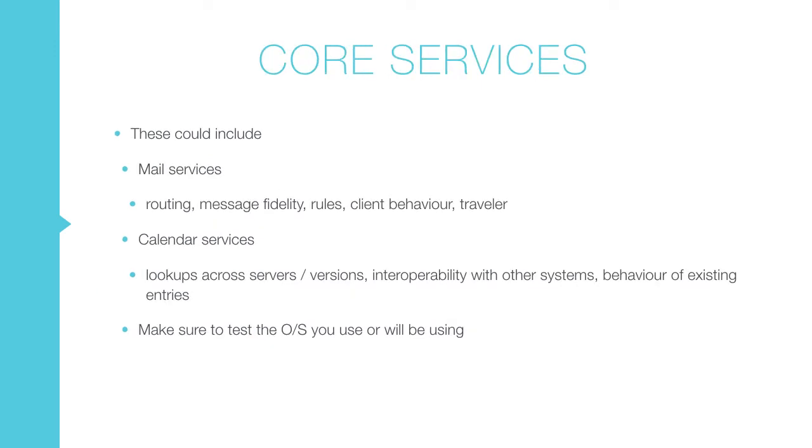So let's look at core services. When we're looking at a Domino environment, core services could include mail, if you use Domino for mail, which includes routing and message fidelity. You're going to want to test sending messages in and out of the company and making sure everything works. Rules, personal rules, server rules, the client behavior, using existing clients against a new server.